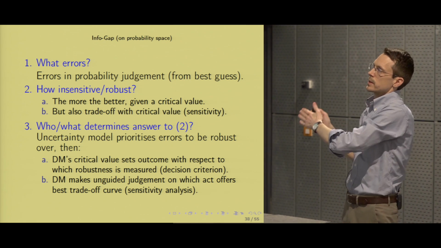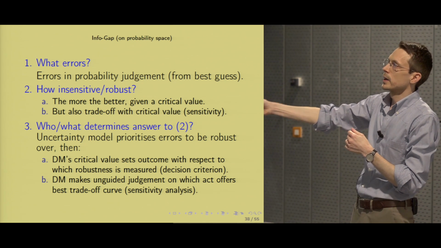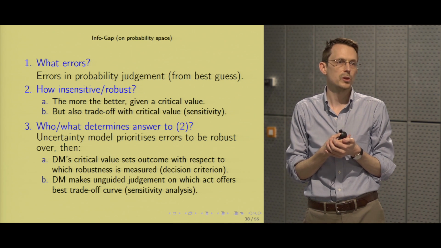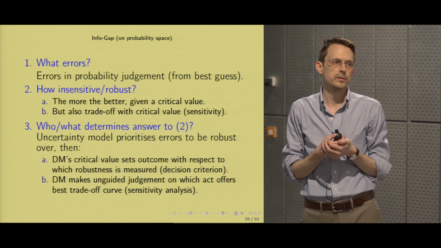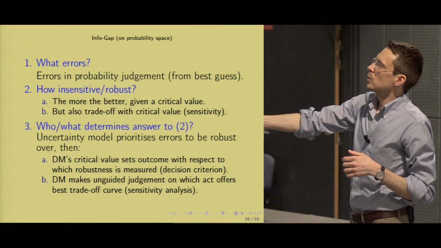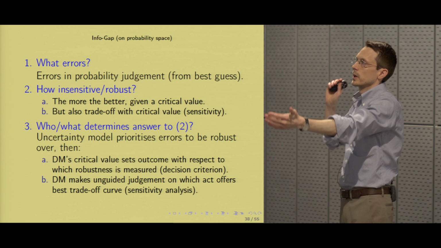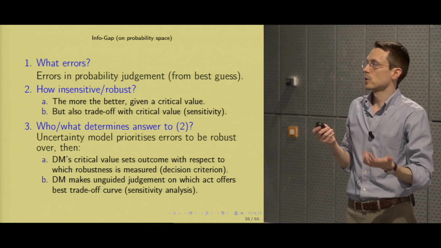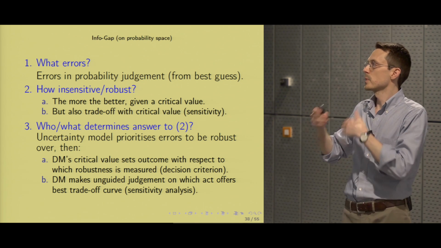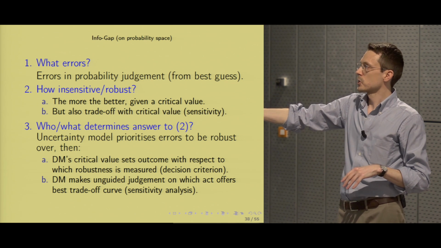Then again, when we move to sensitivity analysis, the decision maker can consider trade-offs between critical value and robustness and decide which of those curves offers the trade-off that they think is best for them. So what determines the answer to that? Well, the uncertainty model, the nested sets, that prioritizes errors to be robust over. Then the DM's critical value sets the outcome with respect to which robustness is measured. So it's the interaction of those two parts. That's happening in decision criteria.